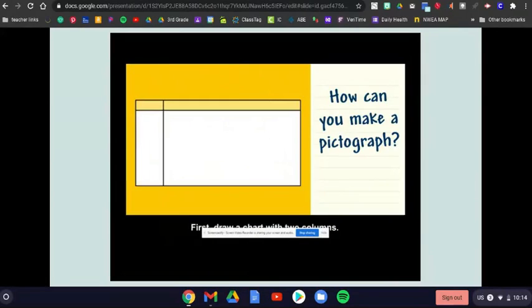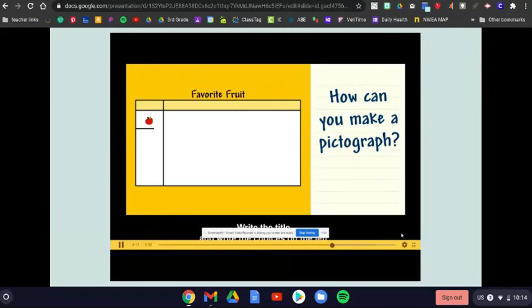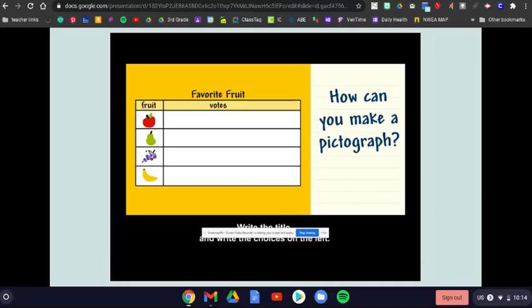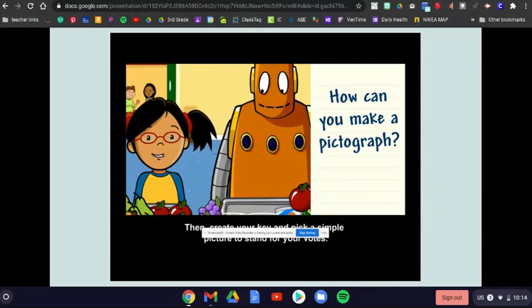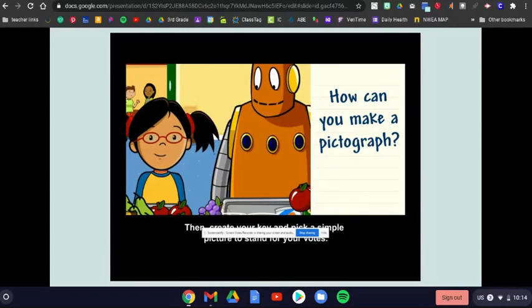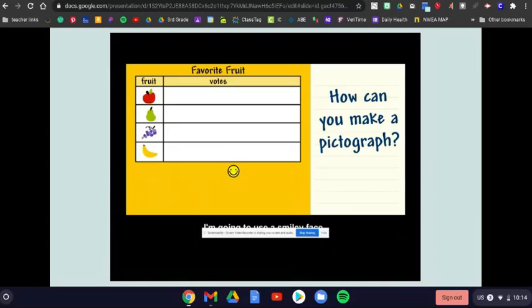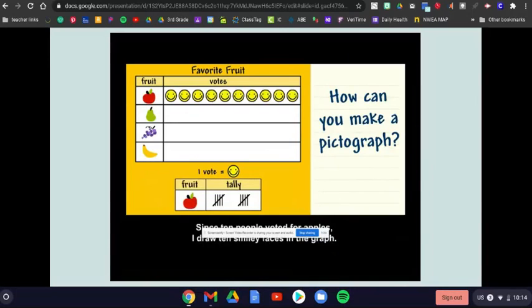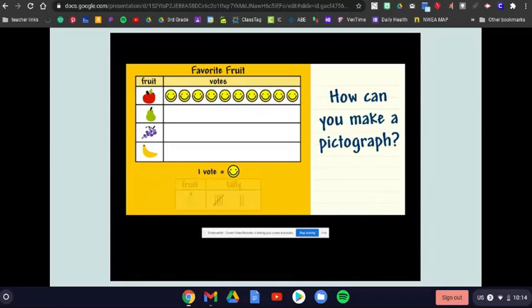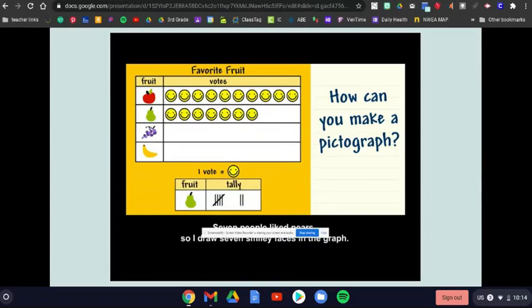First, draw a chart with 2 columns. Write the title and write the choices on the left. Then, create your key and pick a simple picture to stand for your votes. I'm going to use a smiley face. 1 smiley face will stand for 1 vote. Then, I fill in the pictograph. Since 10 people voted for apples, I draw 10 smiley faces in the graph. 7 people liked pears, so I draw 7 smiley faces in the graph. 2 people voted for grapes. 6 people voted for bananas.